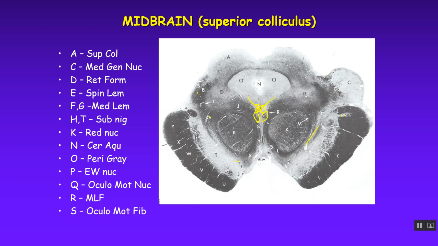Your oculomotor nerve fibers, which contain the fibers for moving the eyes and also the parasympathetic fibers that are going to constrict the pupil, exit right here. This is the interpeduncular fossa, this space opening here. They exit out like that.